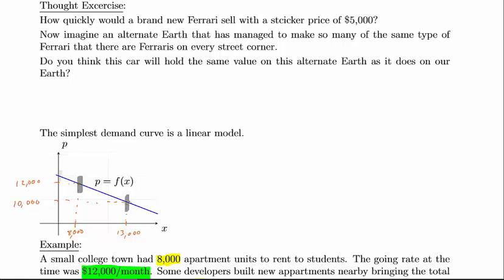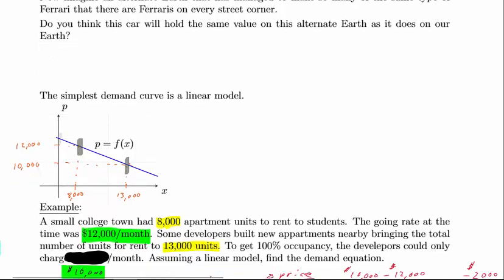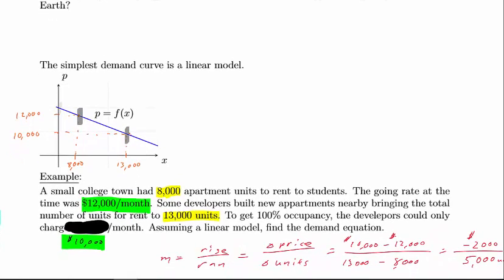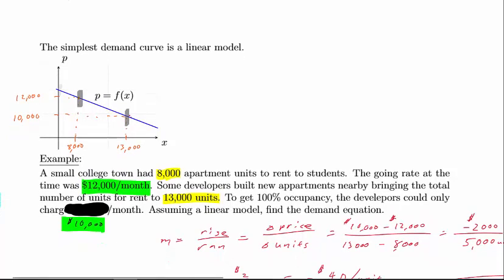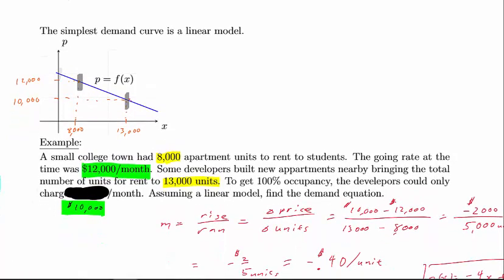So here we've got a simple demand curve, a linear model, as we talked about before, and we have this example right here. A small college town had 8,000 apartment units to rent to students. And so this is read from the point of view of someone who is a land developer. So the going rate at that time was $12,000 per month, right? There's 8,000 apartments to live in, and they're willing to spend $12,000 a month for the right to live in one of these apartments.